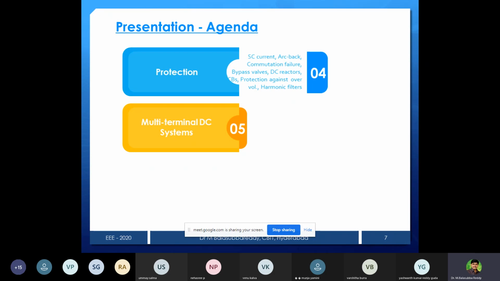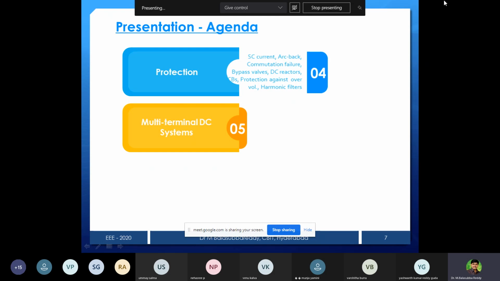So then we have to detect that fault and protect it with switching and control strategies. Then only the power system will be in a stable condition. Otherwise, if anything happens, within a fraction of microseconds all the equipment will collapse. So that is the major reason for this protection unit.